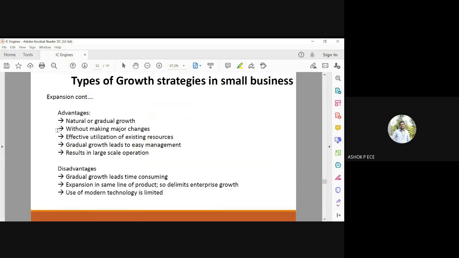Advantages of expansion: it is going to be a natural growth without making any major change. I'm not going to change anything. I'm going to stick to my basics and do only minor changes to my product or the company. Effective utilization of existing resources. Gradual growth leads to easy management. I'm not looking for a major growth. I am happy with the gradual growth, and it results in large scale operation.